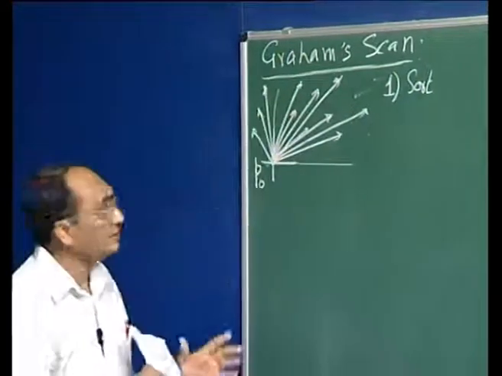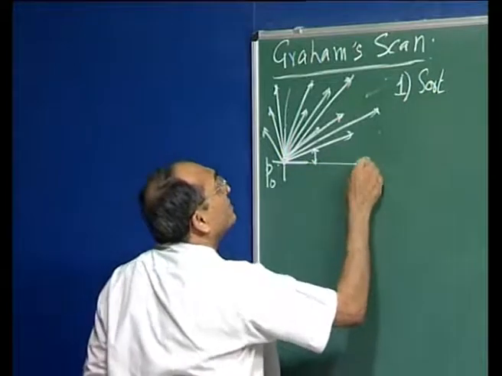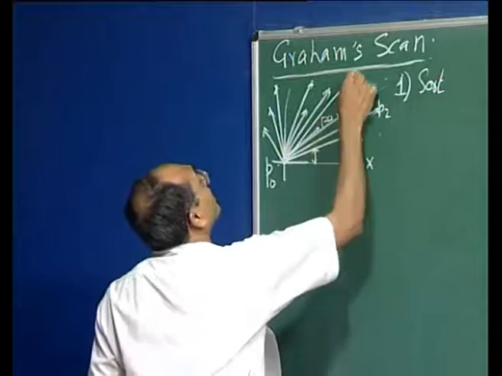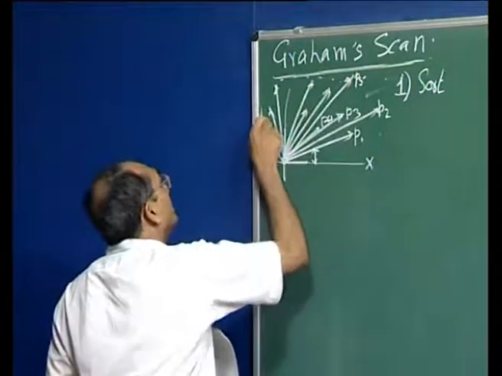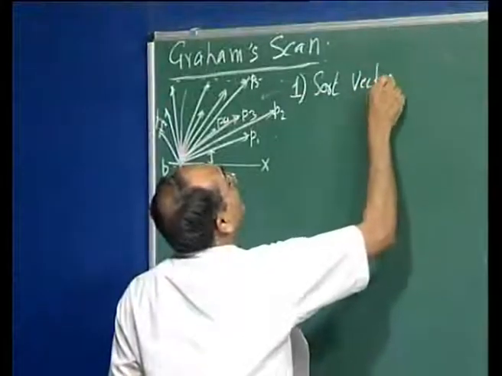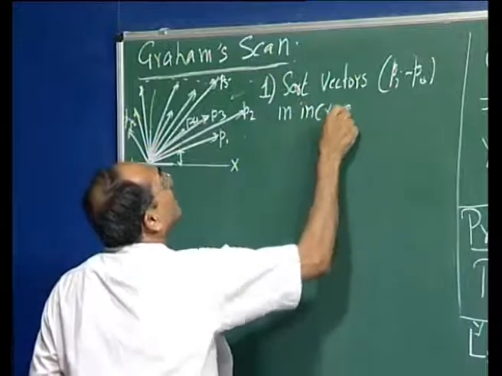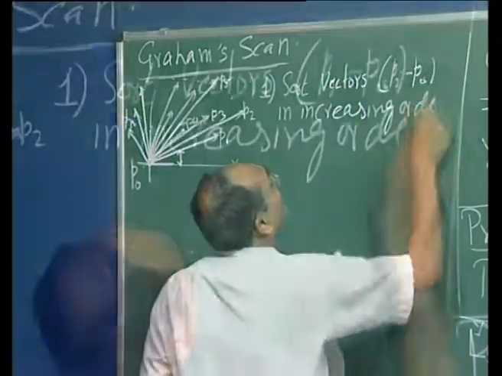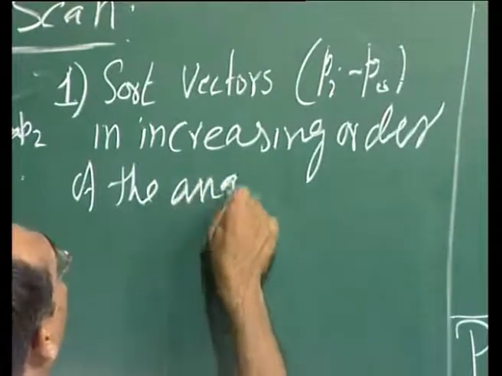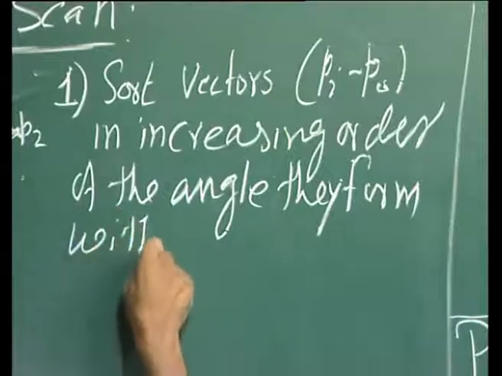So, we sort these vectors in increasing order of the angle that they make with the x axis. Let these be P1, P2, P3, P4, P5 and so on, Pn. So, sort the vectors Pi minus P naught in increasing order of the angle they form with the x axis.